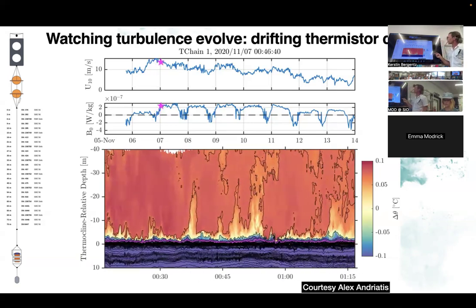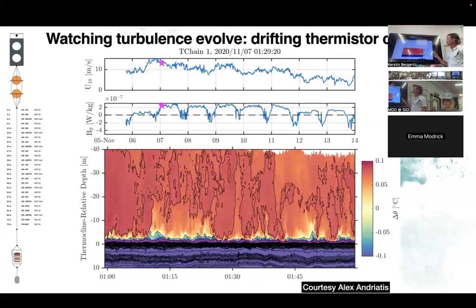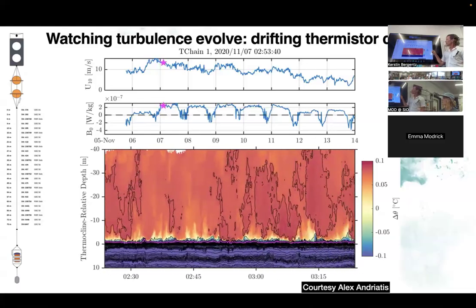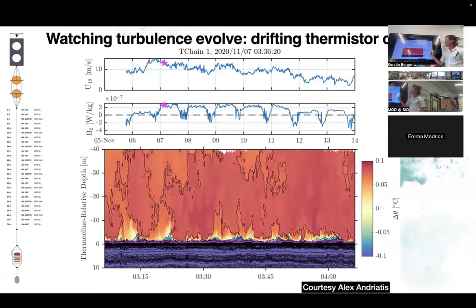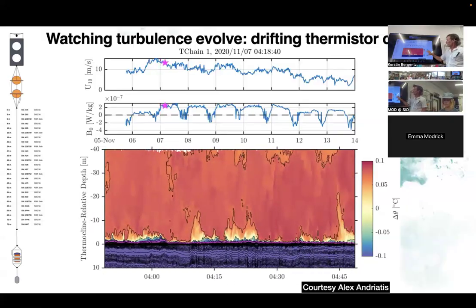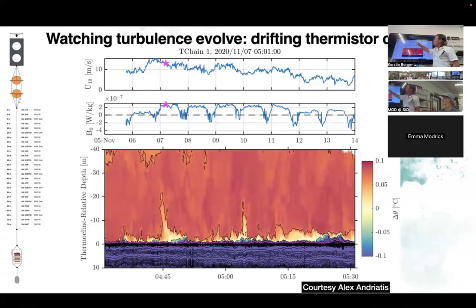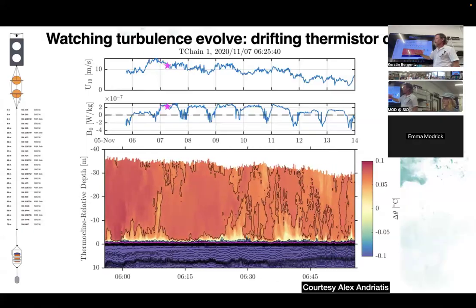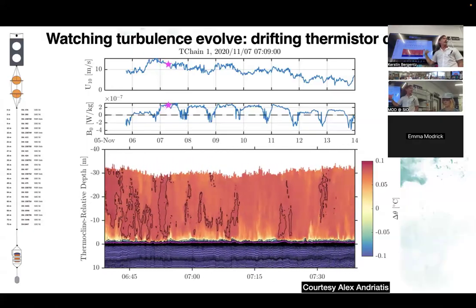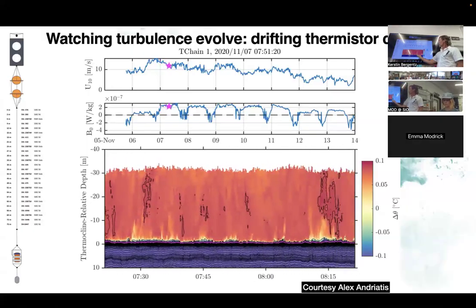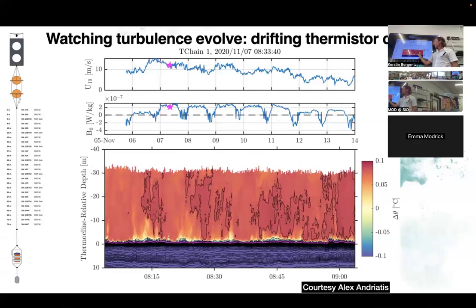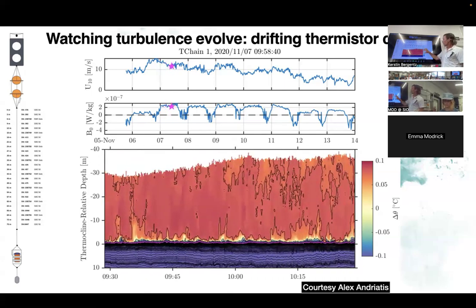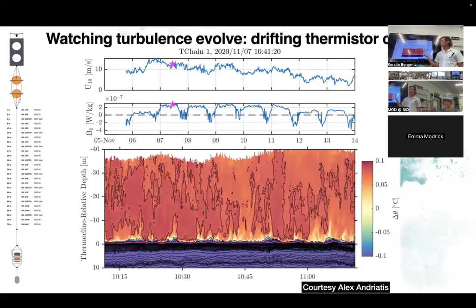And so this is actually Alex Andreadis' thesis. This is a drifting thermistor chain that we put in, and it's actually tethered to a wire walker. It's kind of wacky. But all Alex is doing here is plotting the wind speed and the buoyancy flux at the surface. And then we had a bazillion thermistors on here, so we're just imaging the temperature of the turbulence. But because it's drifting along with the flow, in theory, we should be able to image some of these structures really well in time and watch them evolve a little bit.